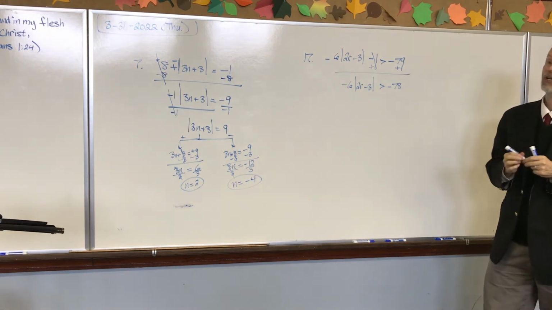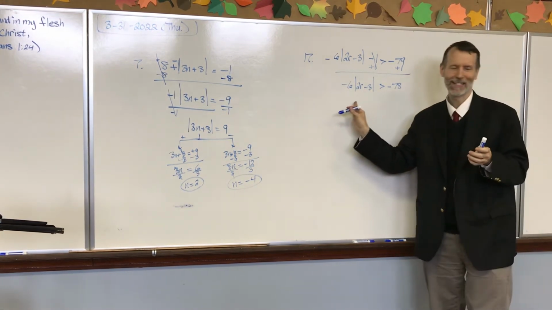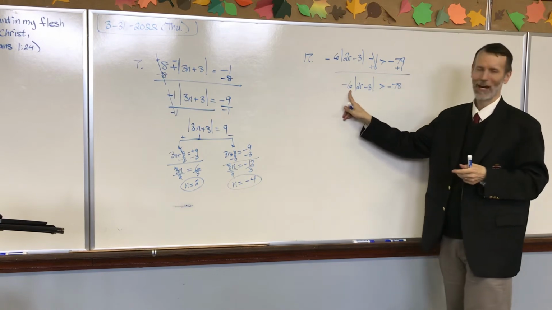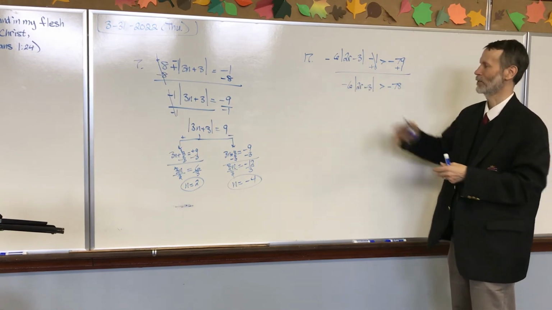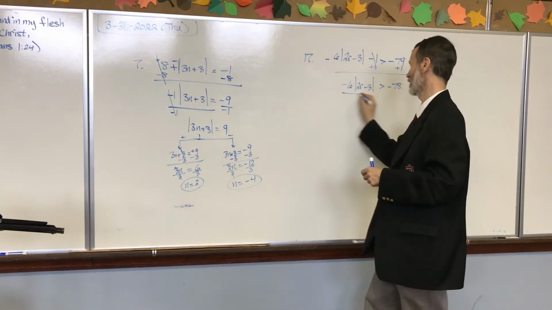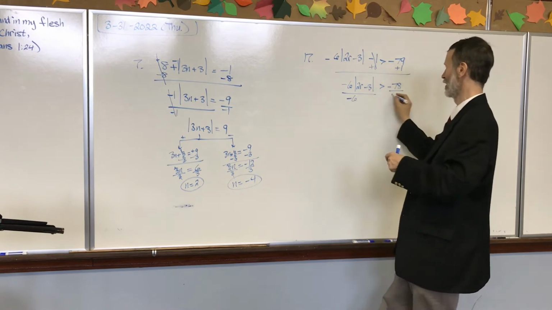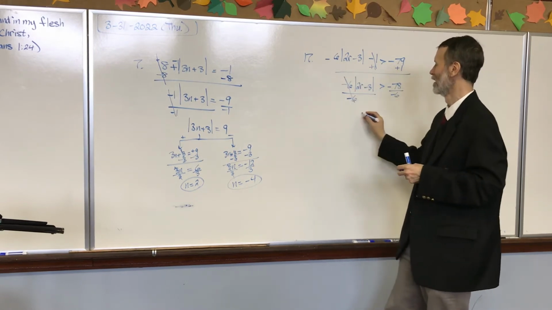Divide by negative 6. Good. Some people are tempted to add 6 here. This is not subtracting 6. If it's in front, it's multiplying. So you have to divide by negative 6. Does that flip the sign? Yes, it does.